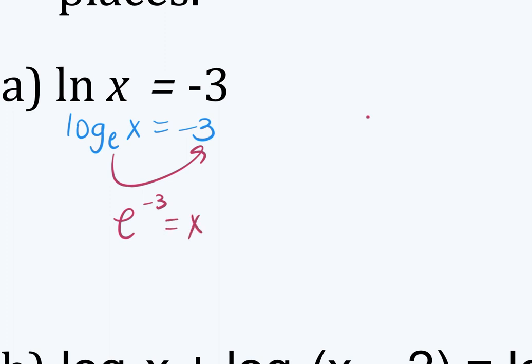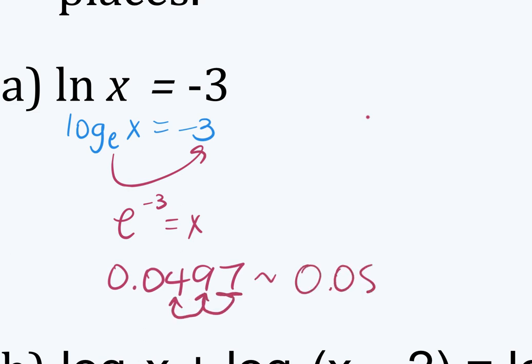Can you raise something to a negative power? Yes, you can. You can't make an answer be a negative from an exponential, but you can raise it. It just makes it a fraction, right? This would be 1 over e to the 3rd. So e to the negative 3, and I get 0.0497. This one bumps this one, which bumps this one, and I get 0.05.